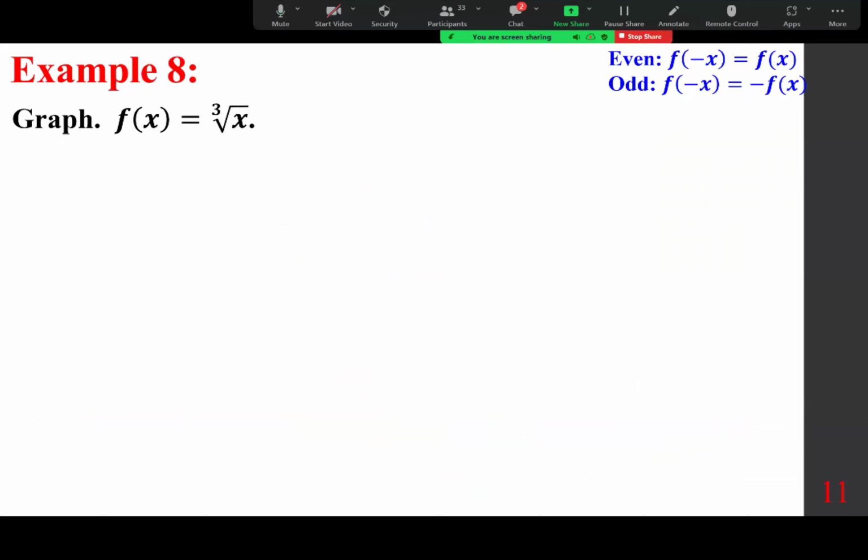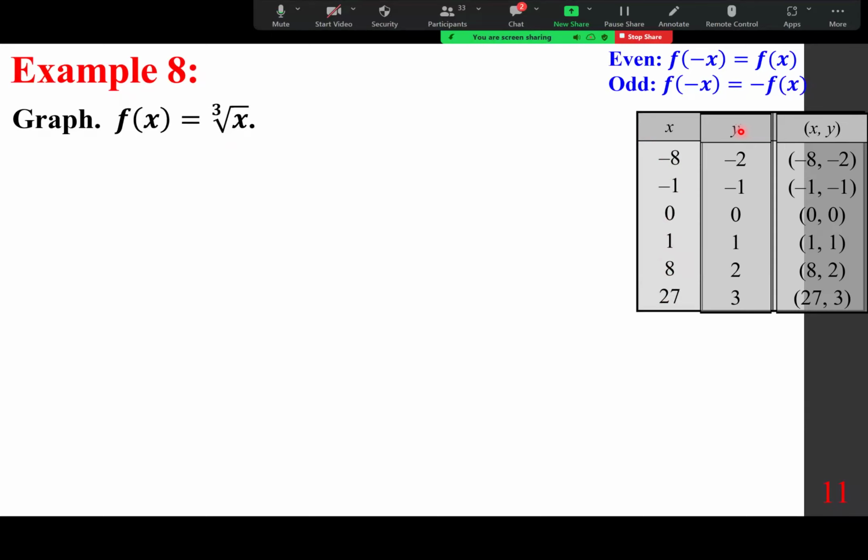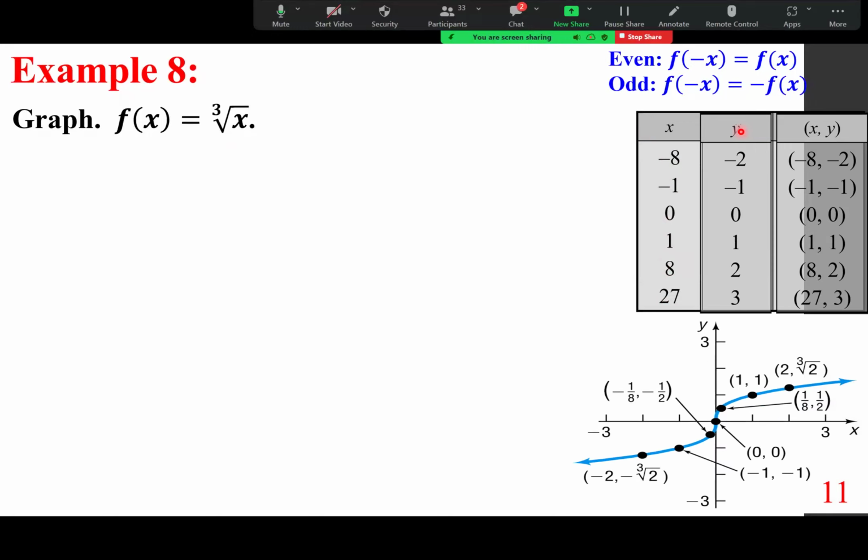Another elementary function we should be familiar with is the cube root of x. And we do the same thing. We pick easy numbers. For example, the cube root of 0 is 0, of 1 is 1, of negative 1 is negative 1, of 8 is 2, of 27 is 3, of minus 8 is minus 2, of minus 27 is minus 3. Again, because we want to avoid using a calculator, those are the pairs. And if we plot that carefully, it looks something like this.